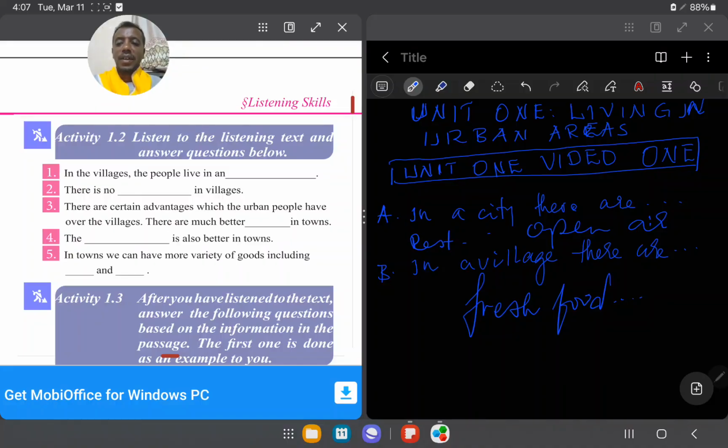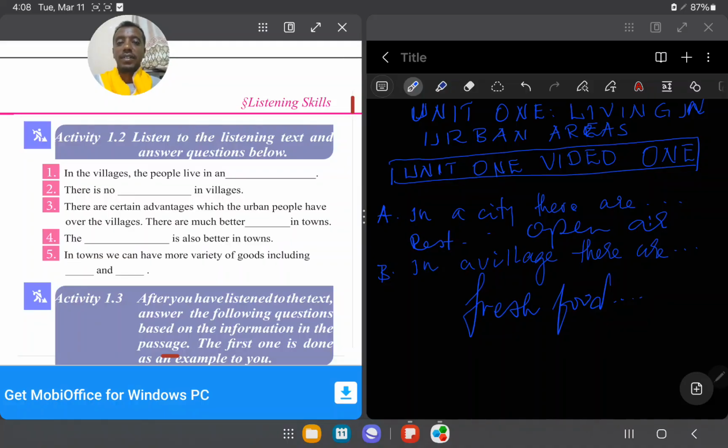So there are certain advantages which the urban people have over the villages. They are much better in town, as it says. For example, there are employment opportunities, you can see here. So we can live a more modern life compared to the village. The dash is also better in towns.